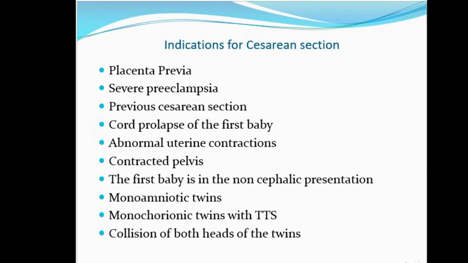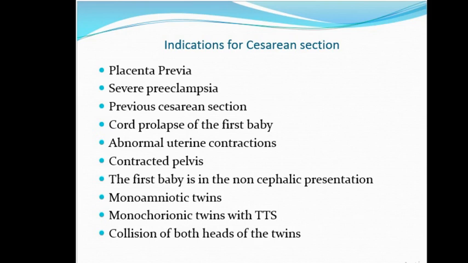And so you may quickly have to go in to section these women. So basically, you have to conduct an elective surgery for these women with previous cesarean section. Now, when there is prolapse of the first baby, you may quickly have to go in to section this woman to prevent nipping of the cord by the presenting part of the fetus, which is an obstetric emergency. Also, abnormal uterine contractions will prolong labor, and so you may have to conduct cesarean section. Also, in contracted pelvis, you may have to do cesarean section. And also, when the first baby is in a non-cephalic presentation, you quickly have to conduct cesarean section, such as if the baby is presenting with a breech, footling breech. In all these instances, you may have to conduct cesarean section.